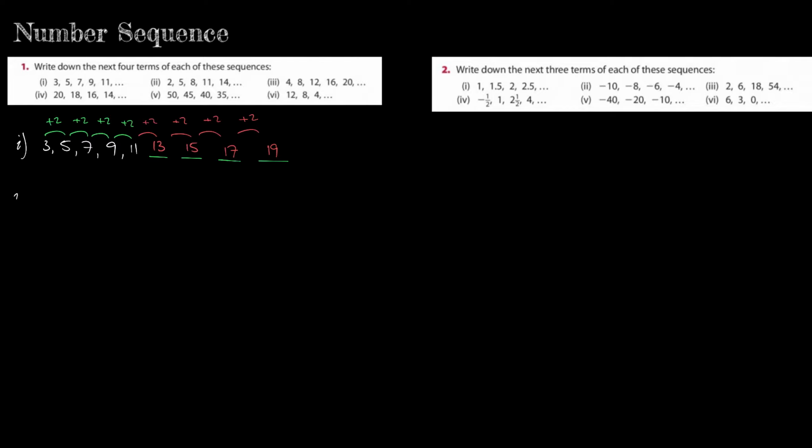Okay, part 2. 2, 5, 8, 11, and 14. And we want the next 4. So we need to know the term rule, which in this case is plus 2.